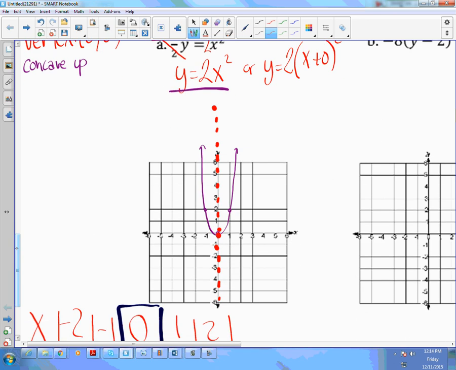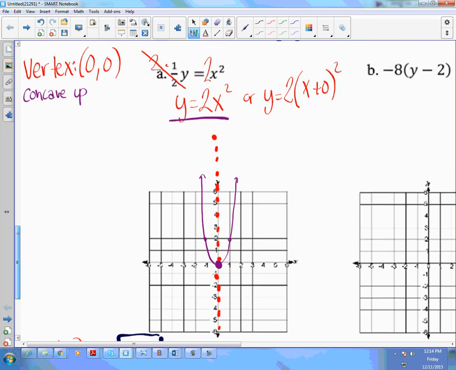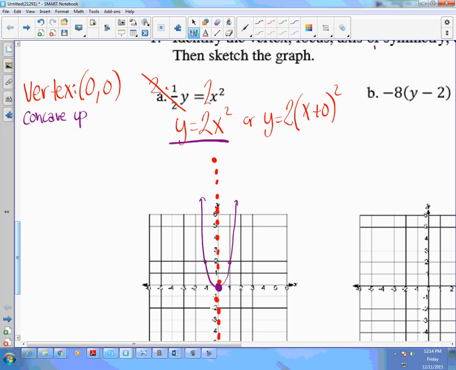The axis of symmetry shares the x-coordinate with the vertex. What's the x-coordinate of the vertex? 0. This is 0, 0. That's the line of symmetry. It's a vertical line. By the vertical line, what axis would it be slicing through? The x-axis. Good. So the axis of symmetry has to be x equals, and it's always the x-coordinate of the vertex. So that would be 0.